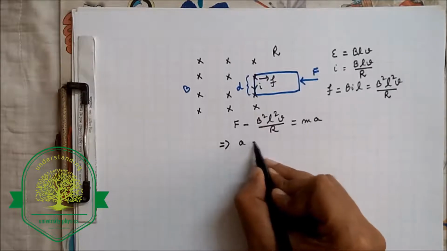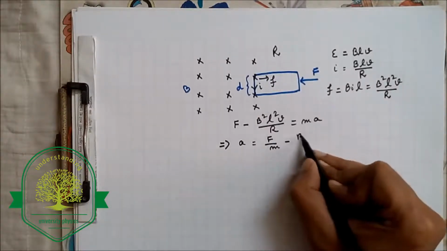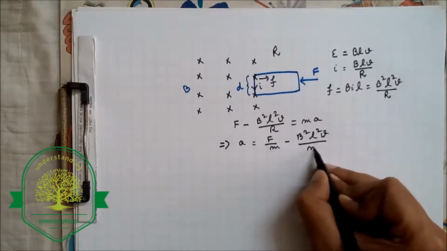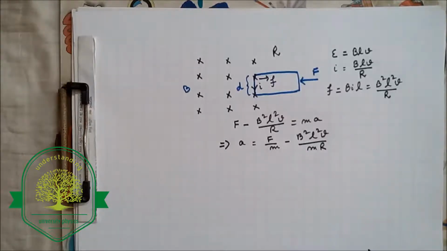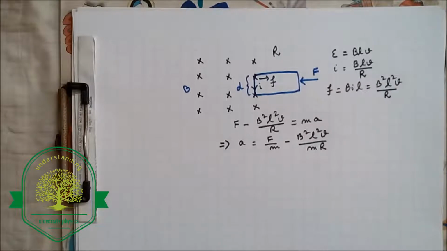So the acceleration will be F by M minus B squared L squared V by MR. So that is our acceleration as a function of the velocity v, or the acceleration when the velocity is v. That was the first part of the question.